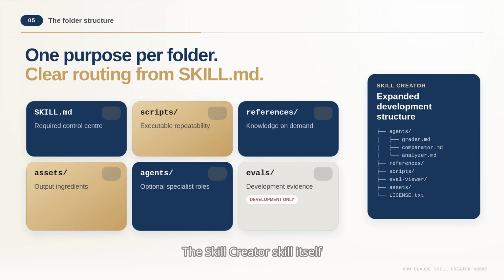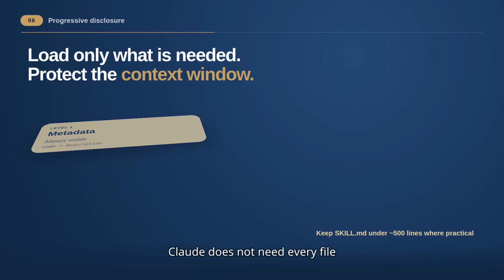The skill creator skill itself is more elaborate. It features grader, comparator, and analyzer agents, schema references, evaluation and packaging scripts, a review interface, assets, and a license. The design rule is simple: one purpose per folder and clear directions from skill.md about when each resource should be used. Claude does not need every file and context all the time.